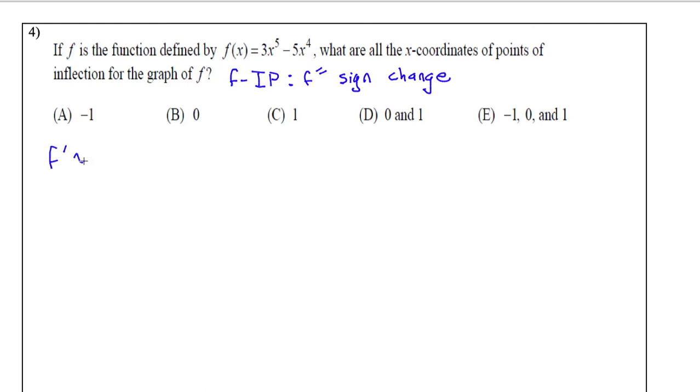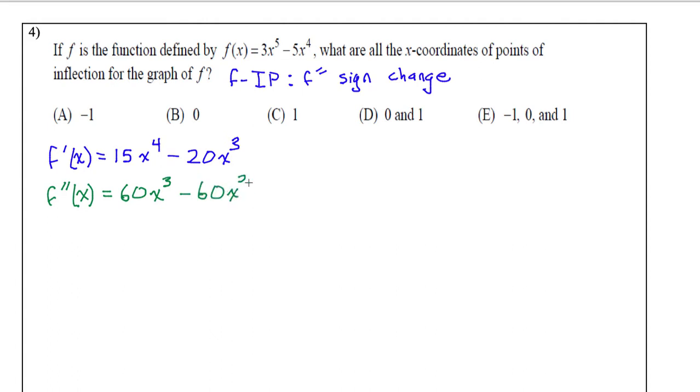So f prime of x is going to be equal to 5 times 3 is 15, x to the power of, it was 5, now it's 4, minus 5 times 4 is 20, x to the power of 3. All right, so now I'm going to factor this thing. Oh, no. Don't factor this thing yet, Mr. Sindel. I need to take the derivative yet again. There I go. f double prime of x is equal to 4 times 15 is 60, x to the power of, subtract 1, I get 3, minus 60, x, subtract 1, I get 2.